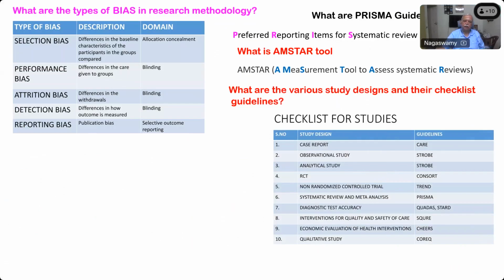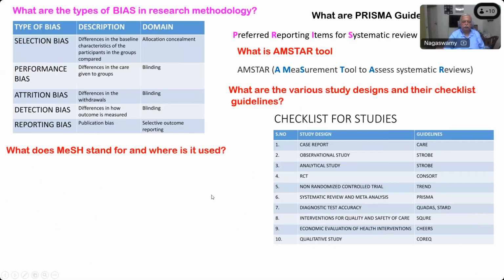Study designs can be case report, observational study, analytical study, randomized control trials, non-randomized control trials, systematic review and meta-analysis, diagnostic test accuracy, interventions for quality and safety of care, economic evaluation of health interventions, and qualitative study. These are some of the study designs, and the guidelines that you can use for them are given here as abbreviations or acronyms. Just be aware of that.